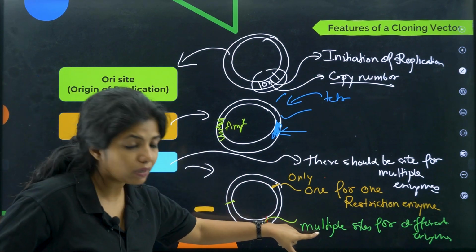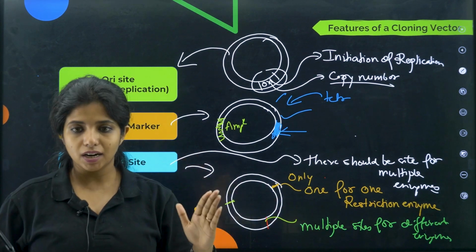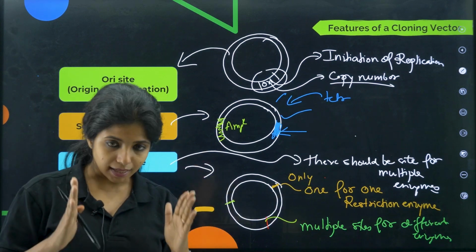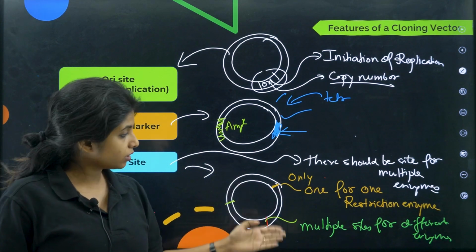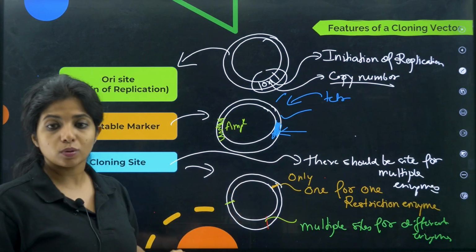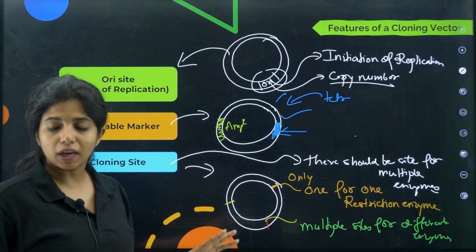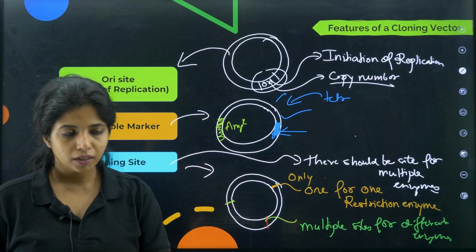I hope that is understandable to you. So one particular enzyme should have one site over here, but you should have multiple enzymes also. For example, one is an EcoR1 site, another is a BamH1 site, another is a SalI site. So you should have sites like that. That's what I meant.